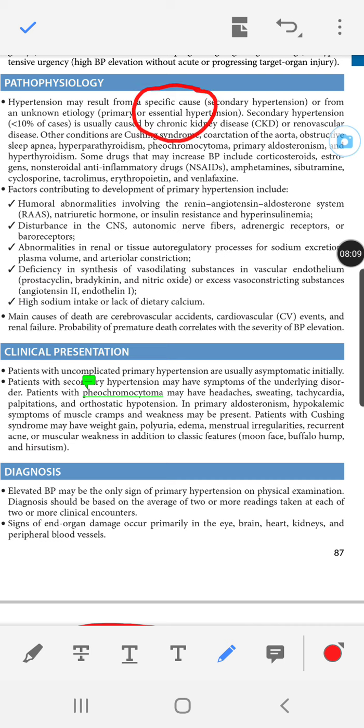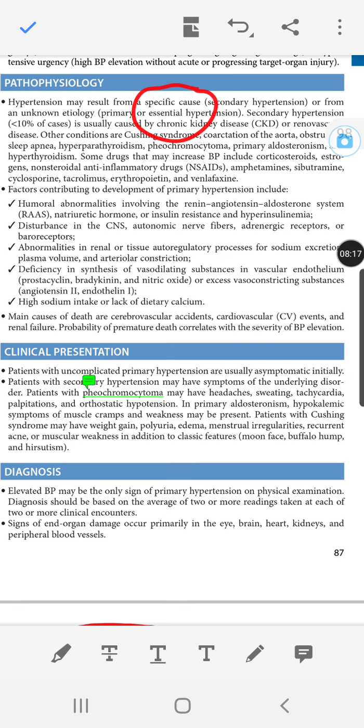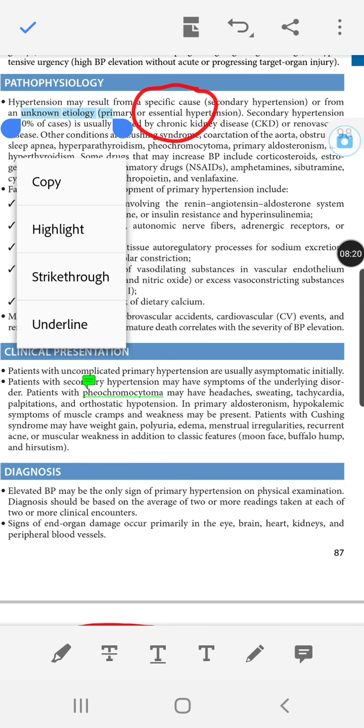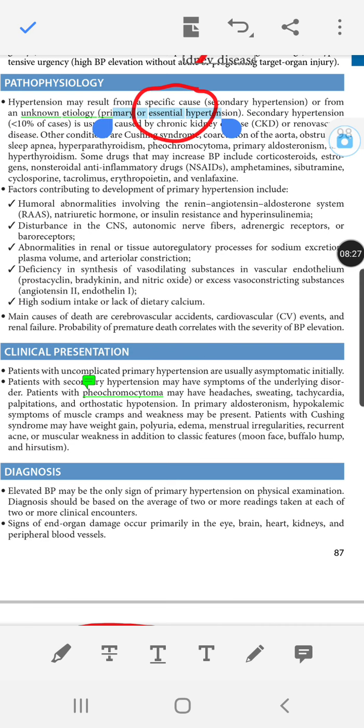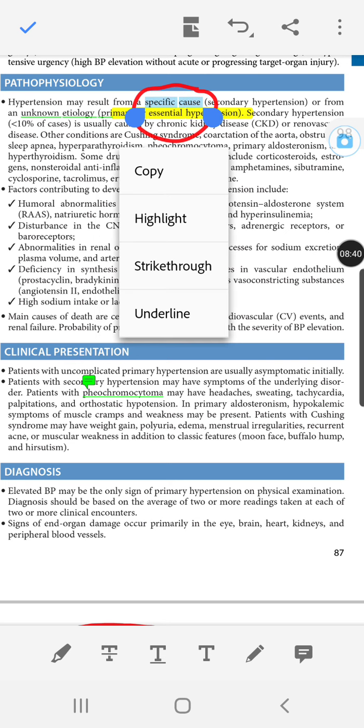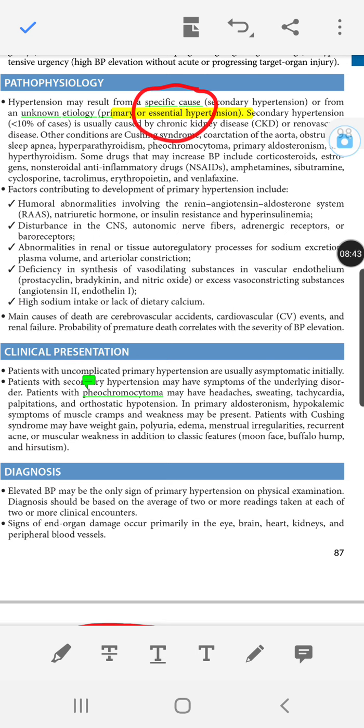if it occurs by a specific cause, then it is called secondary hypertension. If it is from unknown etiology, then it is called primary or essential hypertension. So the primary or essential hypertension may be caused by the unknown etiology, and the secondary hypertension is caused by the specific one.